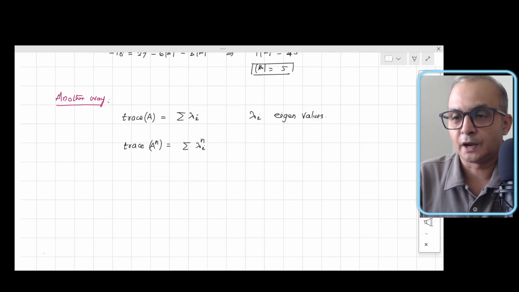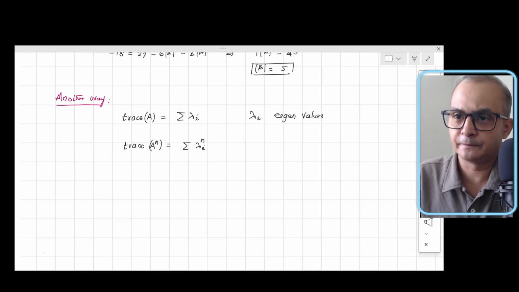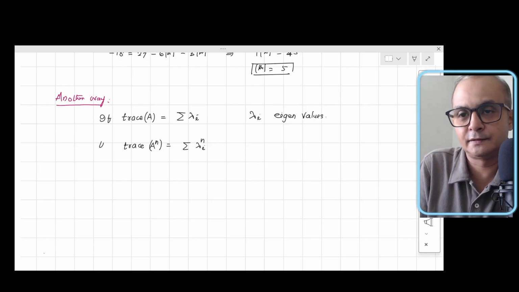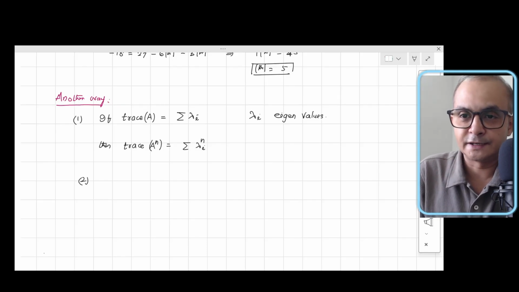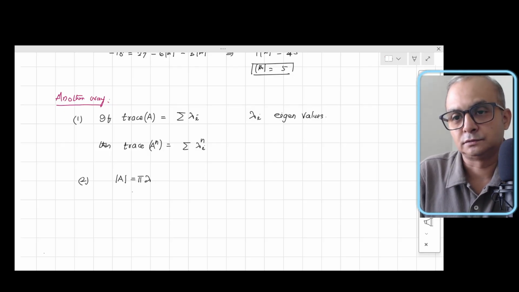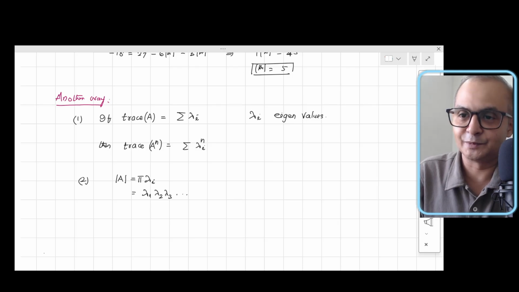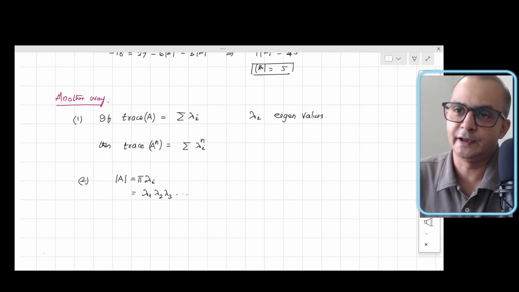So how can we use it? And also notice one more property. The second property is that the determinant of any matrix is the product of the eigenvalues. So let me write it like this, the product of lambda 1, lambda 2, lambda 3, up to however many eigenvalues we have.